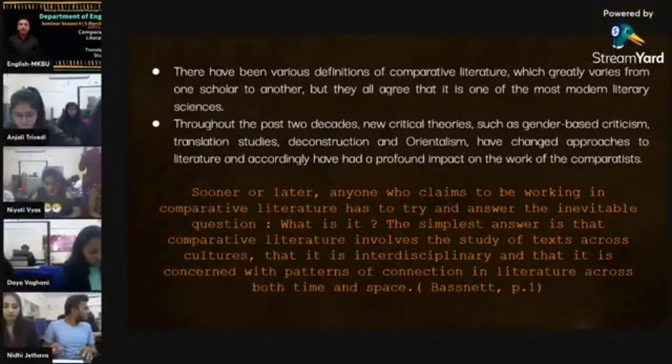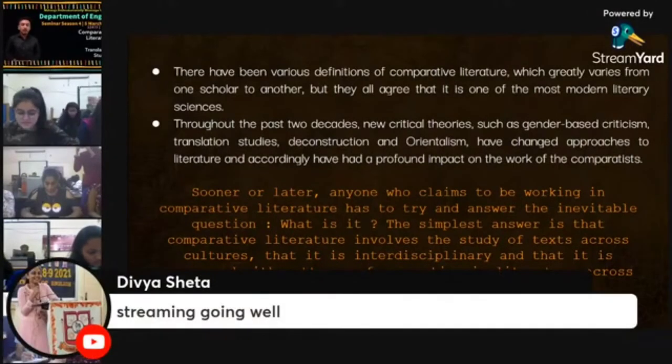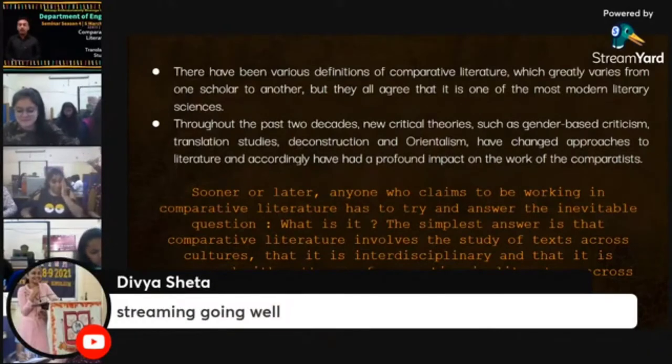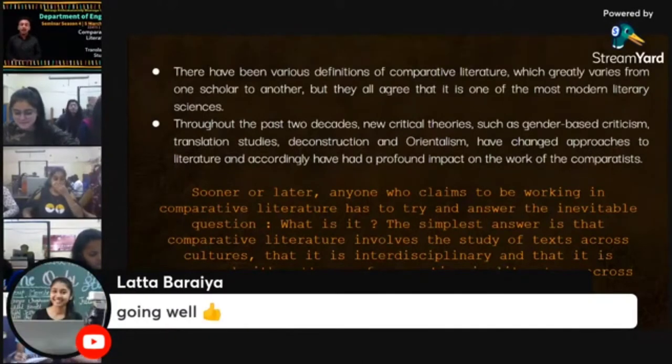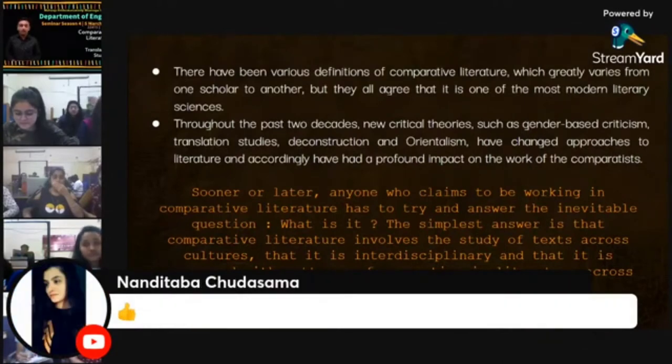Further introduction: there have been various definitions of comparative literature which vary greatly from one scholar to another, but they all agree that it is one of the most modern literary sciences. Throughout the past two decades, new critical theories such as gender-based criticism, translation studies, deconstruction, and orientalism have changed the approach to literature and have had a profound impact on the work of comparatists.